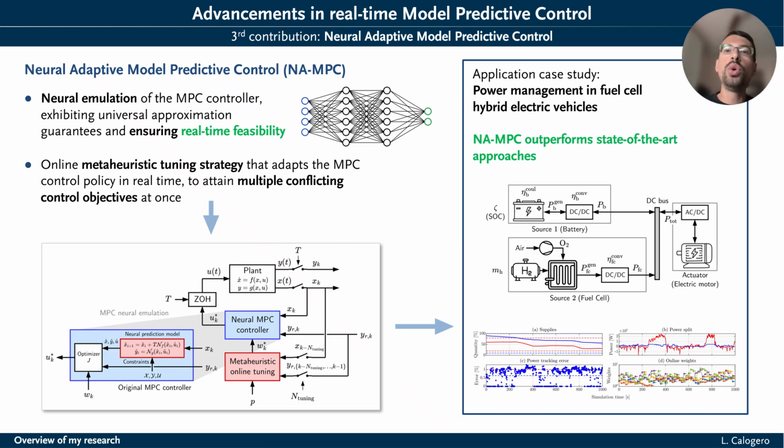The third contribution instead is what we call the neural adaptive MPC strategy, in which we emulate the MPC control policy by means of neural networks, so dramatically reducing the computation time thanks to the static nature of neural networks. And in conjunction with it, we have adopted a metaheuristic tuning strategy that adapts the emulated MPC controller so to obtain multiple conflicting control objectives at once. Our case study in this case is power management in fuel cell hybrid electric vehicles, and here again, neural adaptive MPC manages to outperform all the major state-of-the-art strategies in this field.